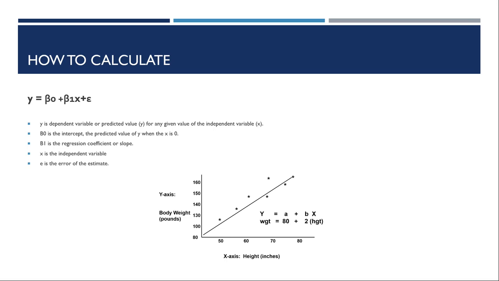The formula for simple linear regression is y = beta naught + beta 1 x + epsilon, where y is the dependent variable, x is the independent variable. Beta naught is the y-intercept, beta 1 is the slope, and epsilon is the error term.